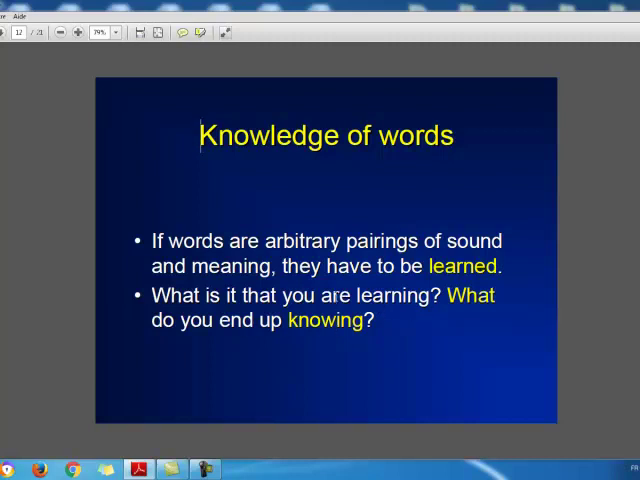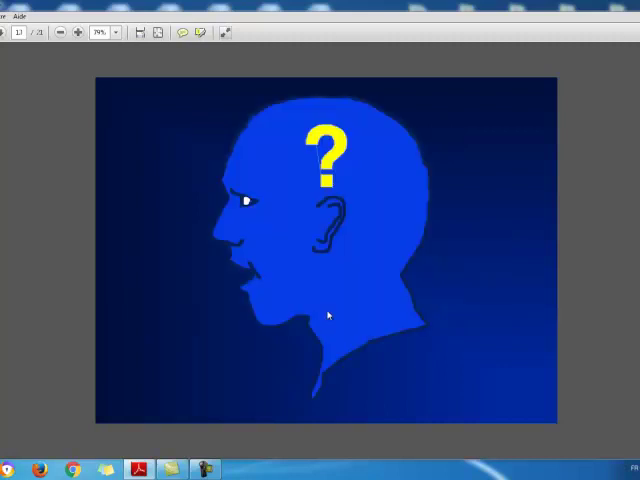So these are key things that we are going to answer here. What is it that you are learning? What do you end up knowing? Do you just memorize lists of words together with the meaning of each word? Or do you have to learn something else? And this is what we are going to explain here. So this is a picture, representing the native speaker and what occurs in his mind.